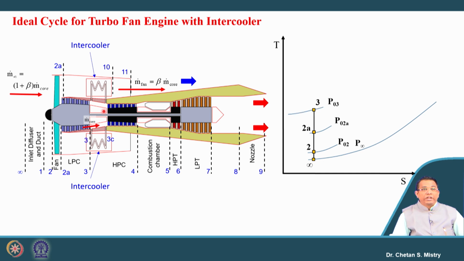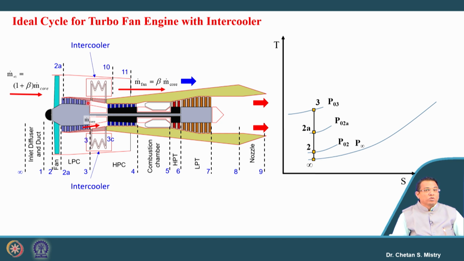From 2A to 3, that's what is representing my LP compression process. So here in this case, if we try to look at some portion, from here, we have taken out our air and we are permitting that air to pass through this device, what we call intercooler. What will it be doing?